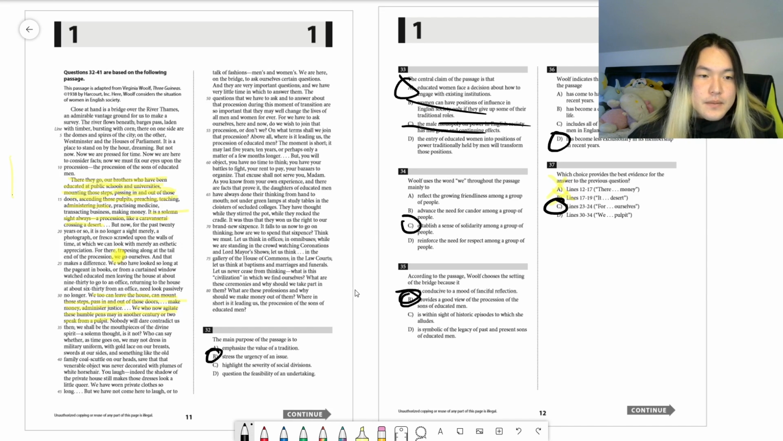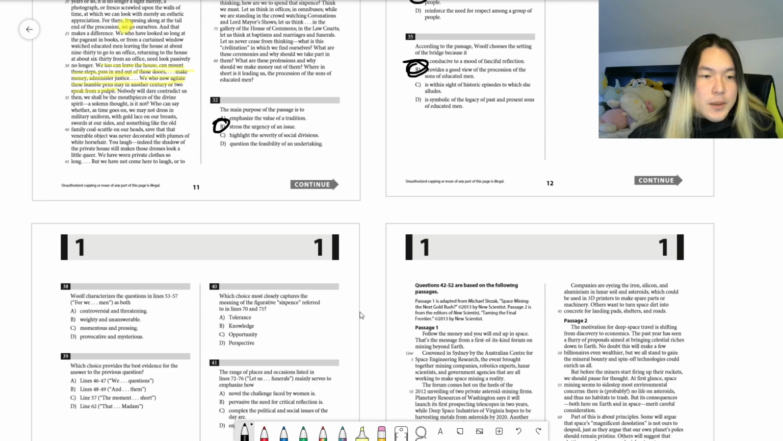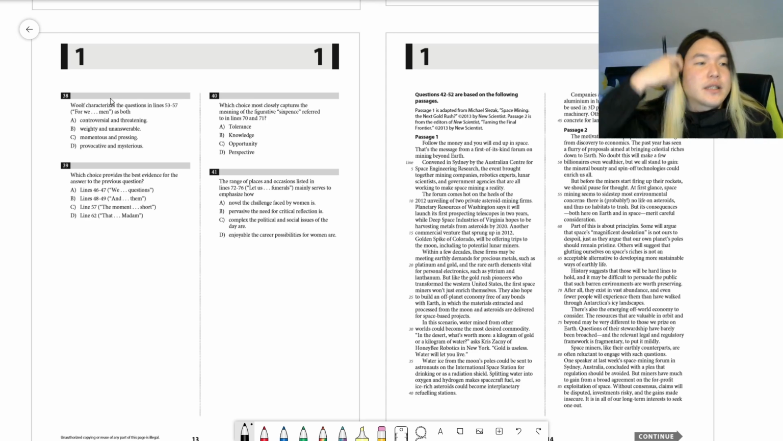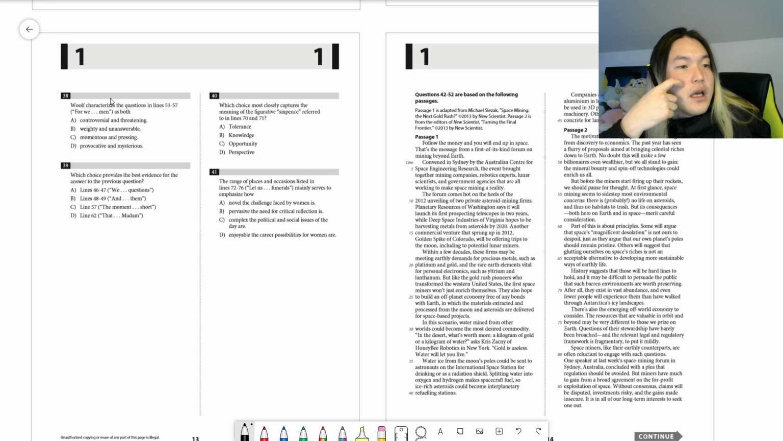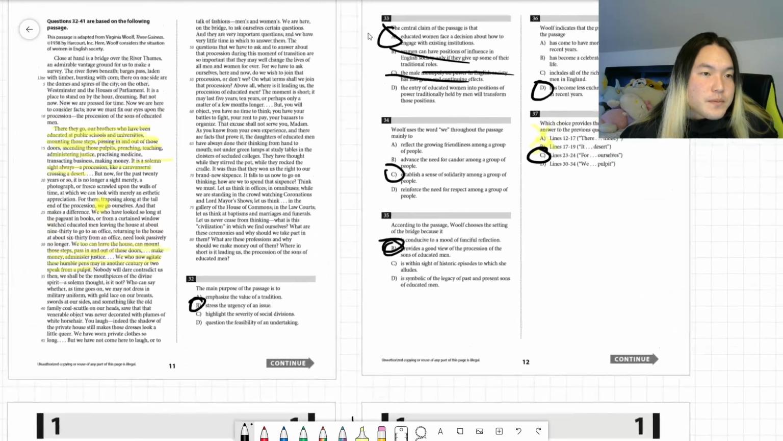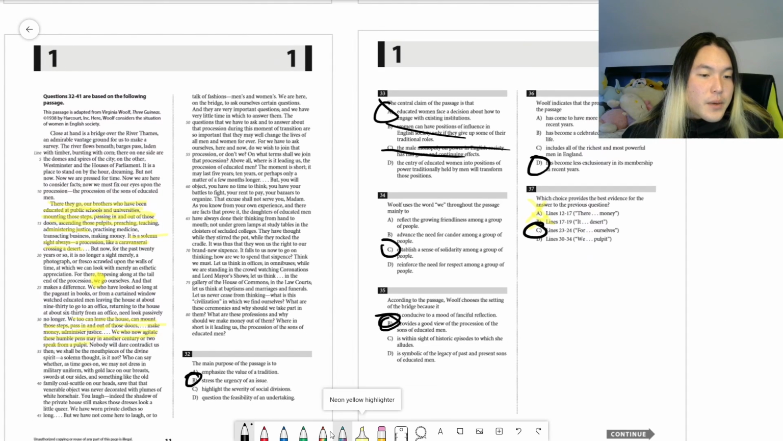Okay. How many more questions do we have? Four. Not bad, not bad. Making quick progress. "Woolf characterizes the questions in lines 53 to 57 as both..." Okay, so there are some questions, and Woolf characterizes them somehow. Okay, where are the questions at?